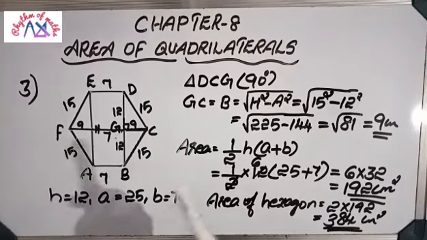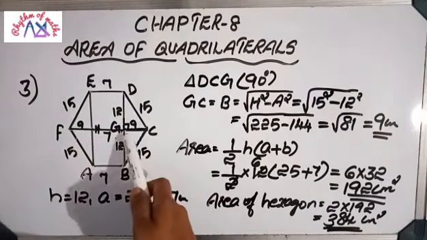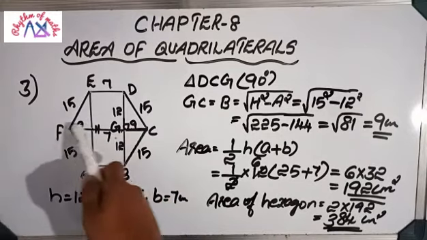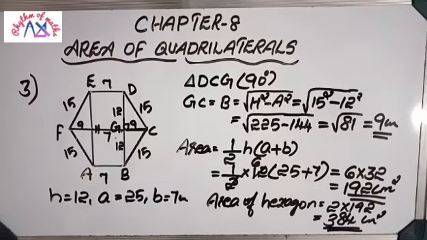Or you can find area of this triangle, then area of this triangle, and area of the rectangle. Sum of these three figures will be the complete area. Any of the methods you can choose. Similarly, try to do the fourth question as homework.